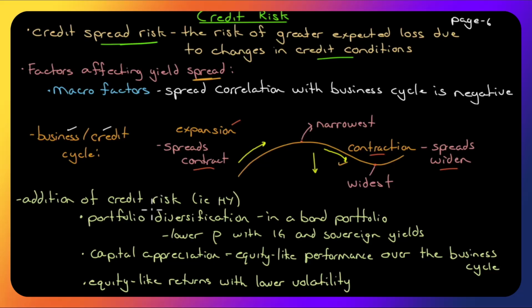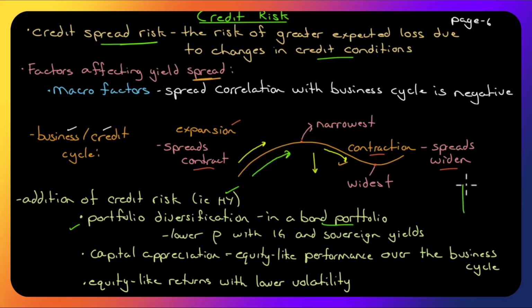The addition of credit risk to a portfolio, and when we say credit risk, primarily high yield, does provide portfolio diversification in a bond portfolio. Because the higher spread product will have a lower correlation with the investment grade products in your portfolio. You can, in a bond portfolio, in an expansion using high yield, introduce equity-like returns.